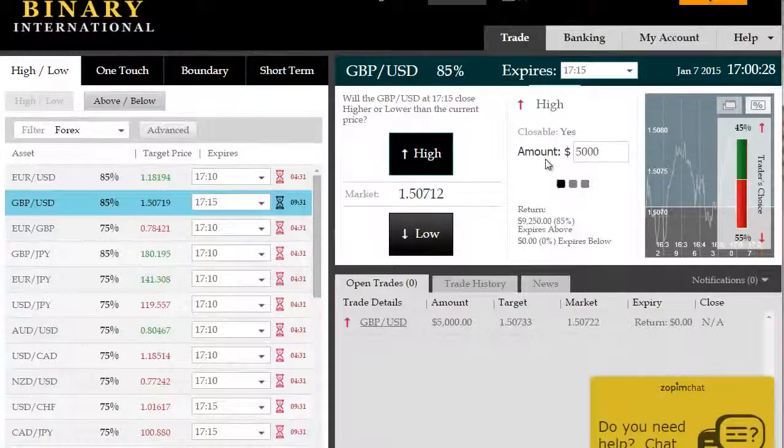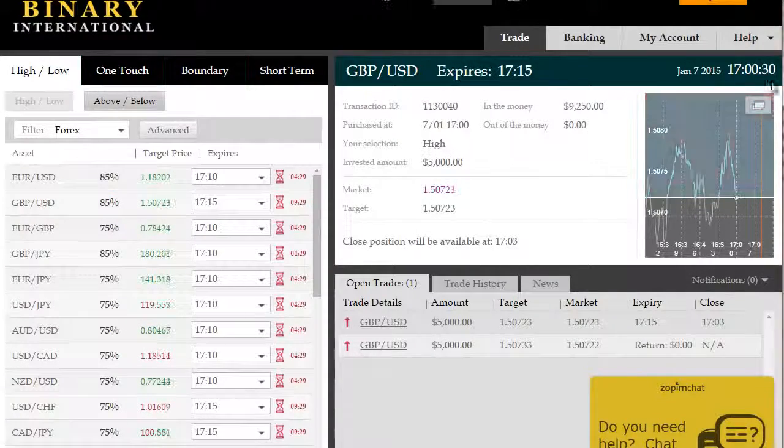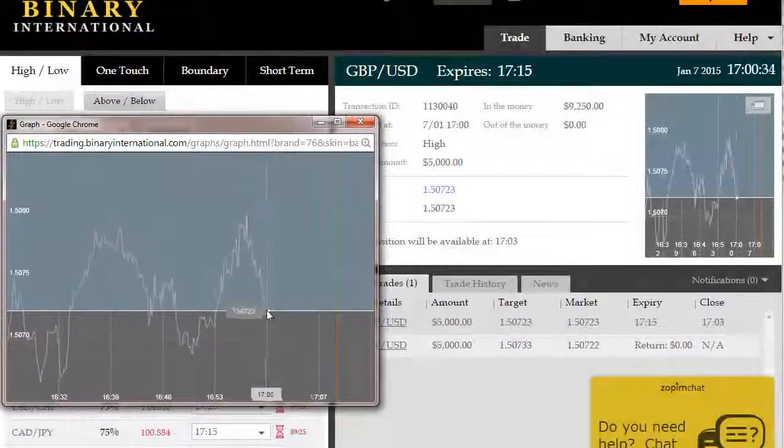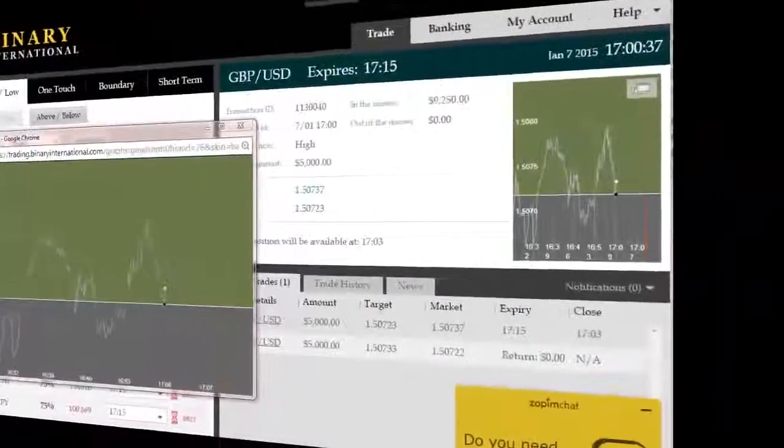Once we're into the trade, I'm going to expand the chart here again for you and show you how price is doing in this area. We're into the trade. We'll come back to you just before or at expiry to show you the results.